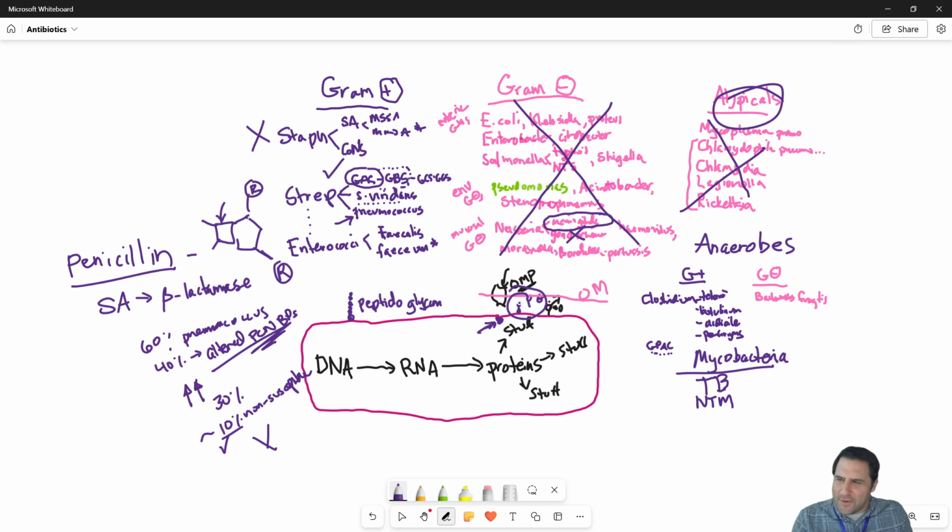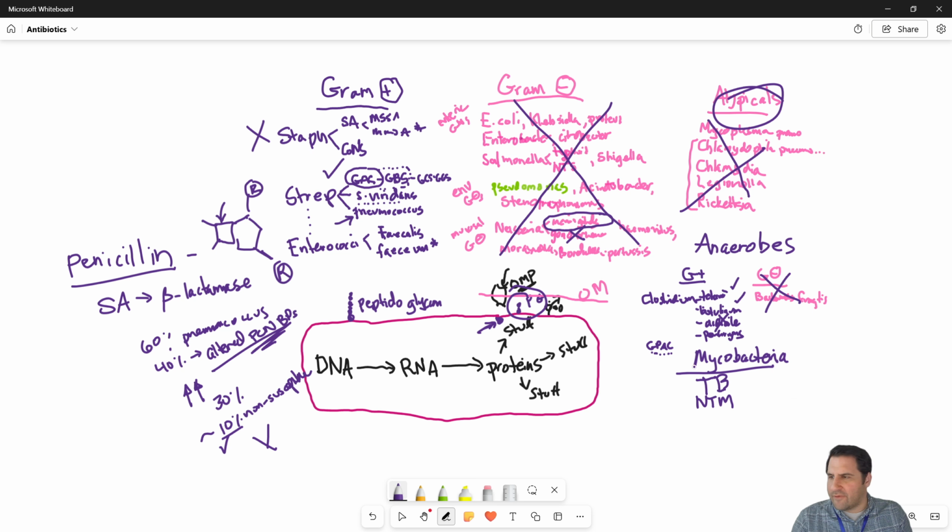And that's why it's still important to have some idea of how these mechanisms work. In terms of anaerobic activity, it does have gram-positive anaerobic activity, like for instance tetanus and wound botulism. You will be treated with penicillin because it works quite well on those. Unfortunately, C. diff tends to be more resistant. Perfringens is hit and miss, but no gram-negative anaerobic activity.